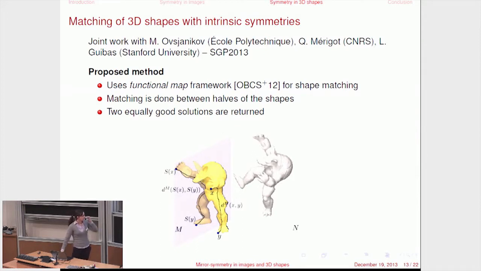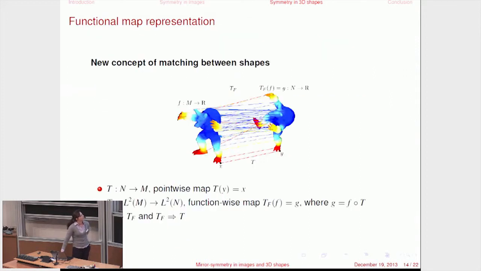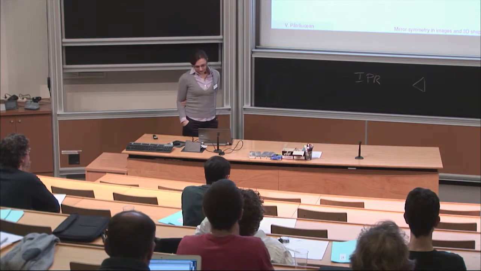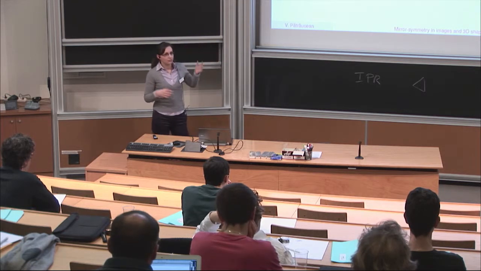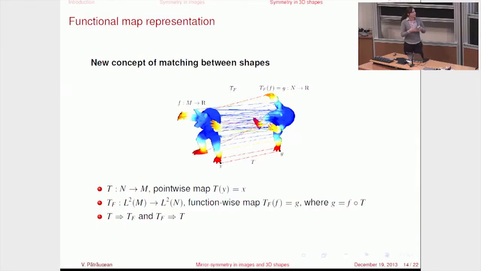So this is the intuitive idea that we used. Just to remind briefly, the functional map representation is that when you are given two shapes, a pointwise map T would take every point on the first shape and map it to a point on the second shape. But when we talk about the functional map representation, we actually look at the space of functions defined on the first shape and the space of functions defined on the second shape, and we try to find a map between these two function spaces.